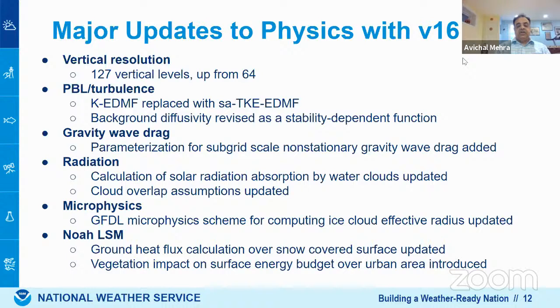For microphysics, the GFDL microphysics scheme was updated to account for computing ice cloud effective radii. And for our land surface model with prototype 6, we're still using NOAA. Couple of updates on ground heat flux calculation over snow-covered surfaces, and changed how we were accounting for vegetation impact on surface energy budgets, especially near urban areas.